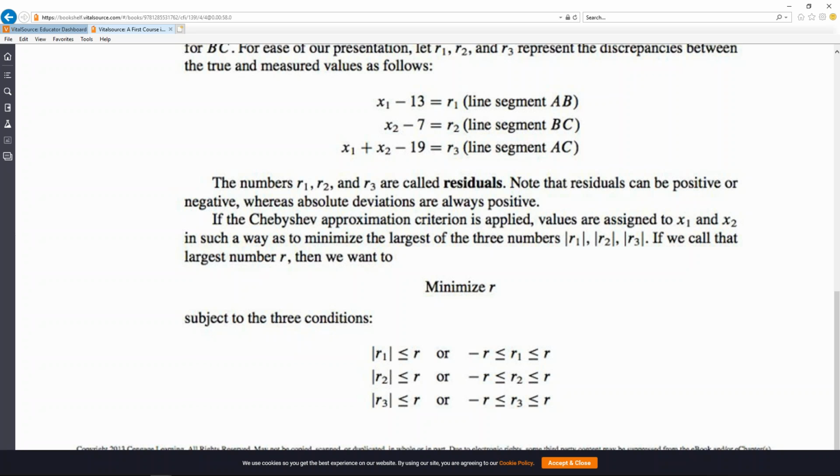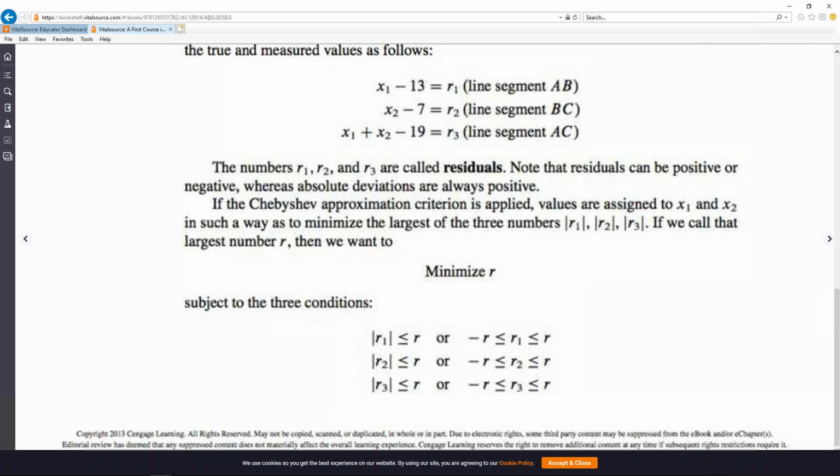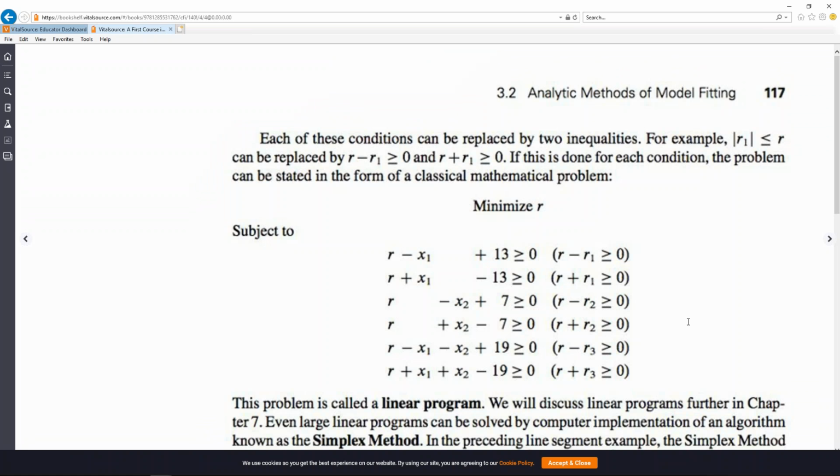Once we know this absolute value, it can be further expanded as R1 larger than or equal to negative R and less than or equal to R. The left-hand side and right-hand side are equivalent, so we know those three conditions can be rewritten to the right-hand side that we saw there. Okay, and then if we go to the next page, you could see that.